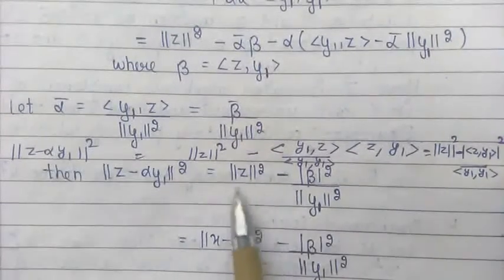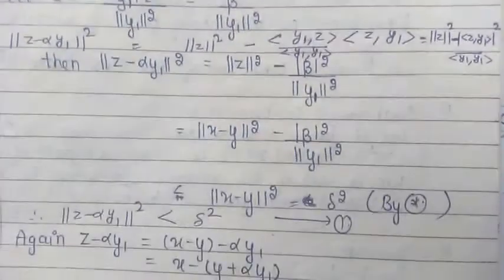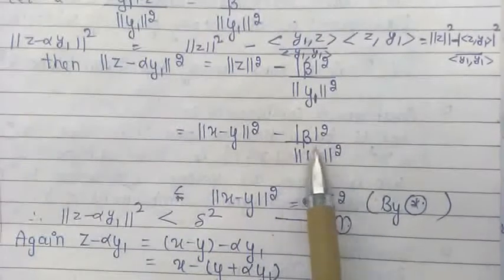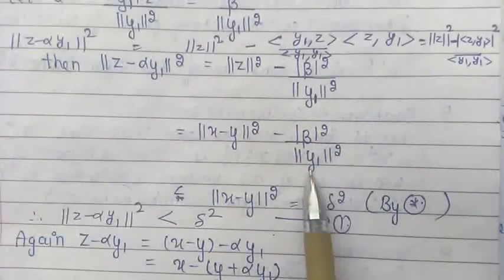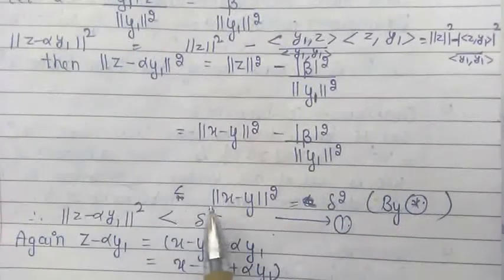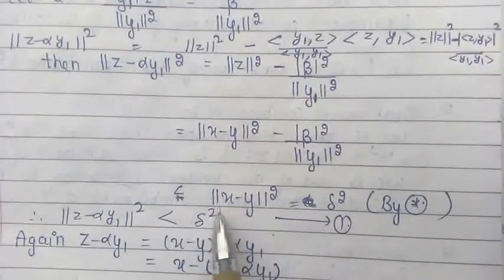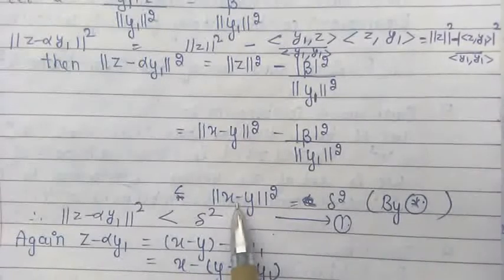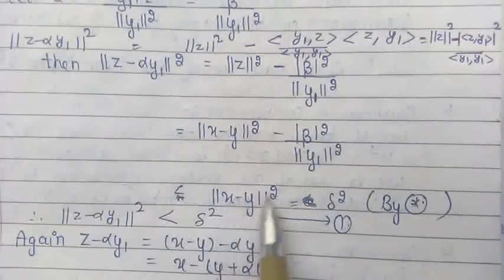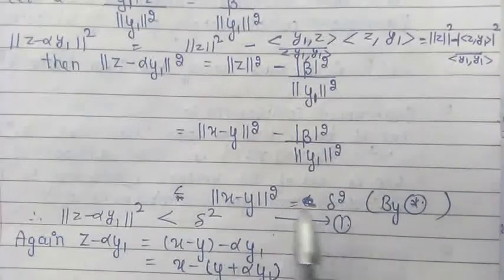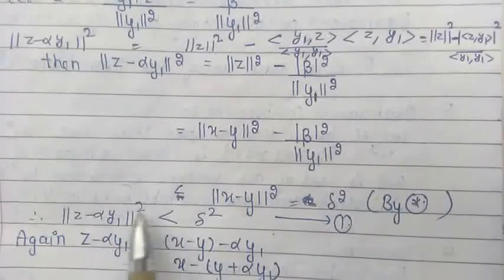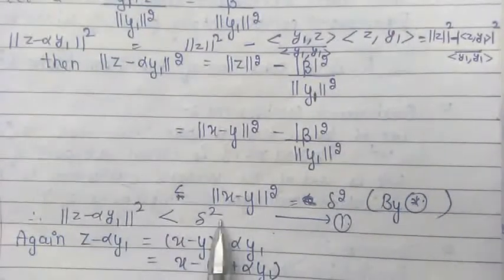Now substituting the value of z, which is x minus y, this becomes the norm square of x minus y minus beta mod square divided by the norm square of y1. Now this quantity is less than the square of the norm of x minus y. The norm of x minus y, which we have already denoted by delta, so this will be delta square. So we have proved that the norm square of z minus alpha y1 is less than delta square. Call this equation 1.